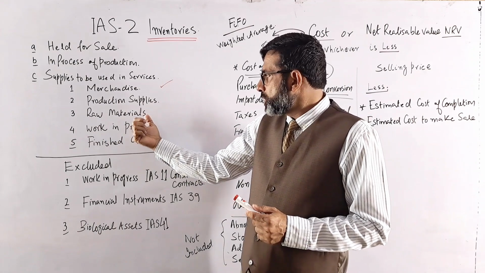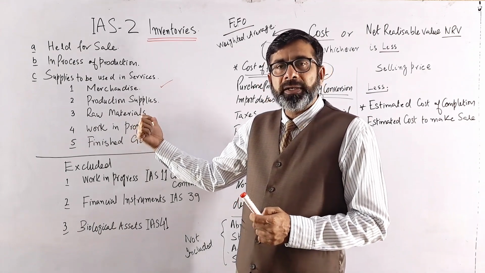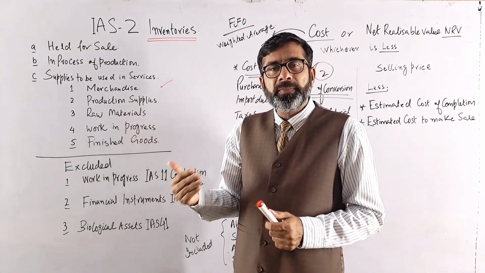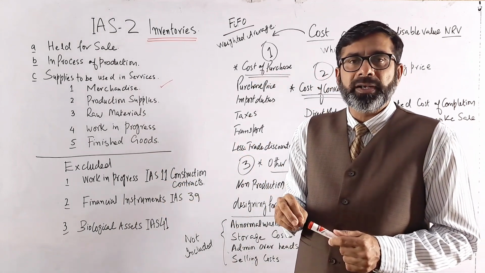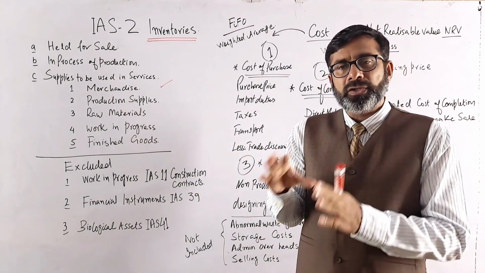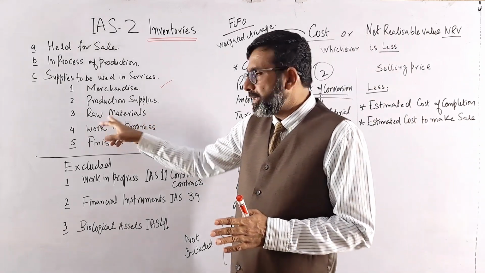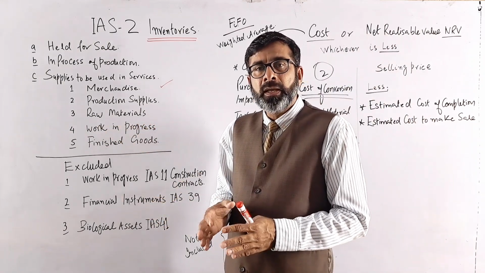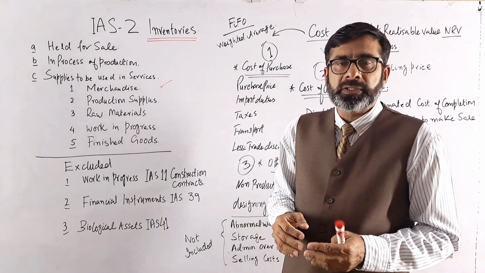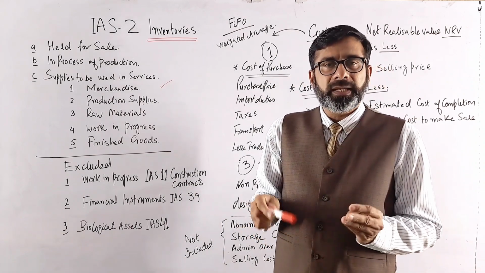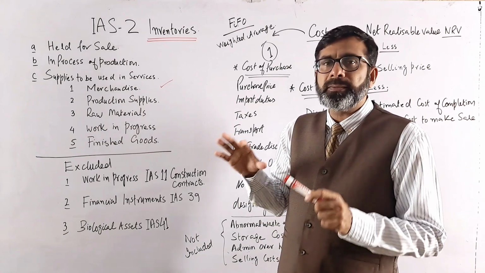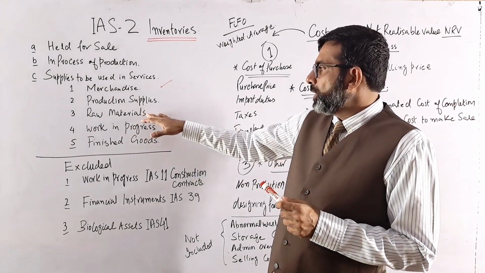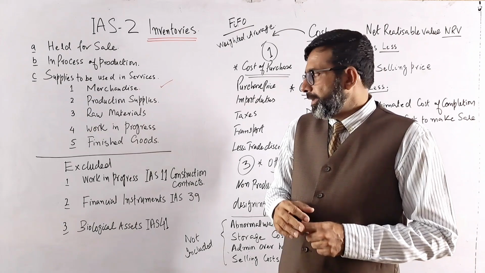Then the most important thing is raw material. For manufacturing companies, the basic direct material, or simply the raw material, either direct or indirect, is all the material which the company possesses for production purposes. For example, wood, steel, plastic, rubber, or glass. Any basic ingredient will be considered as raw material.